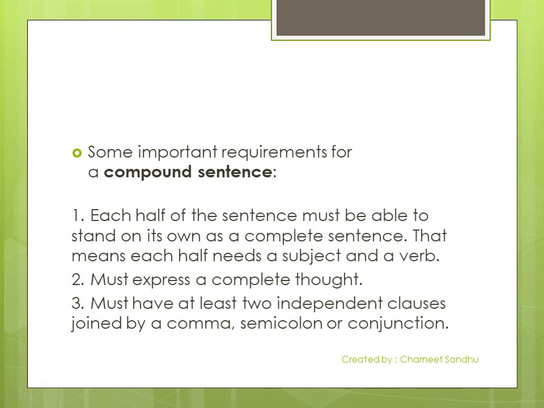So, for a sentence to be a compound sentence, these are some important requirements. Each half of the sentence must be able to stand on its own as a complete sentence. That means each half needs a subject and a predicate. It must express a complete thought. Here, since we are talking about independent clauses, they must be able to express complete meaning. It must have at least two independent clauses joined by a comma, semicolon, or conjunction.